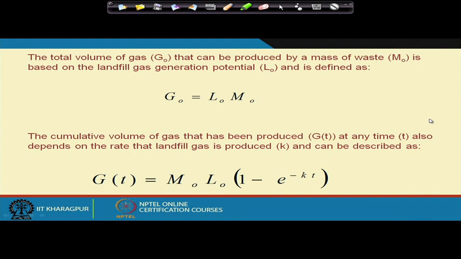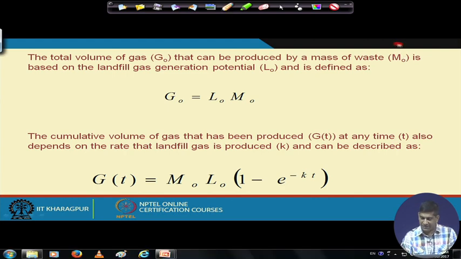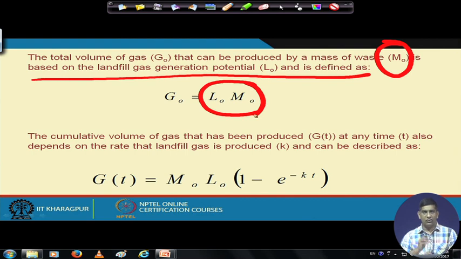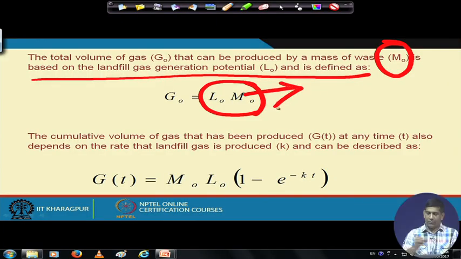The total volume of gas that can be produced by mass M0, which is the total mass in the waste, is based on the landfill gas generation potential L0. It is L0 times M0. So that's the total amount of gas. Say we have a mass M which was disposed on a particular day, say January 1st, 2017. The total amount of gas that batch can produce is M0 times L0.